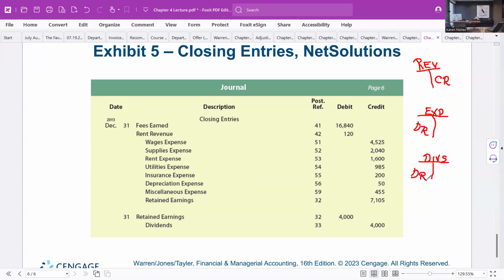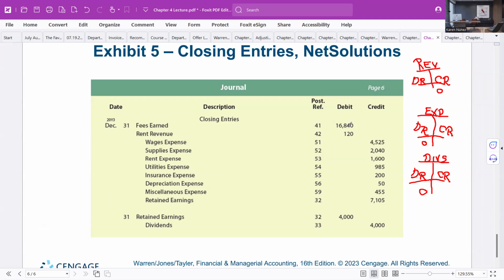So if we want to close the account out, that means we want to zero the account. The only way you can create a zero balance in a revenue account is by debiting it for whatever the credit balance is. And then you end up with zero. The only way you can close out the expense account, which normally has a debit balance, is to credit it. And that's how you create a zero balance. The only way you can close out the dividends account, which normally has a debit balance, is to credit it. And that's how you would create a zero balance. Well, that's all we're doing here.